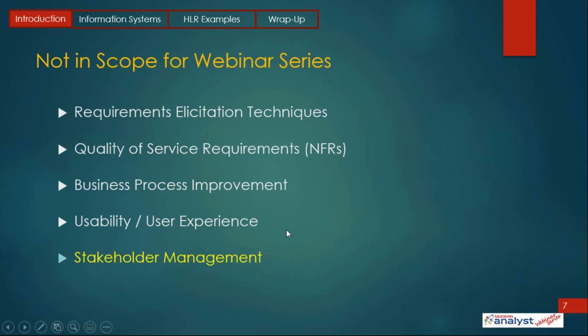And lastly, stakeholder management. And we're going to talk about stakeholders in a couple of minutes, and managing that, again, is important on a project, but it's not requirements related in terms of the requirements content. Okay, so that's our introduction.